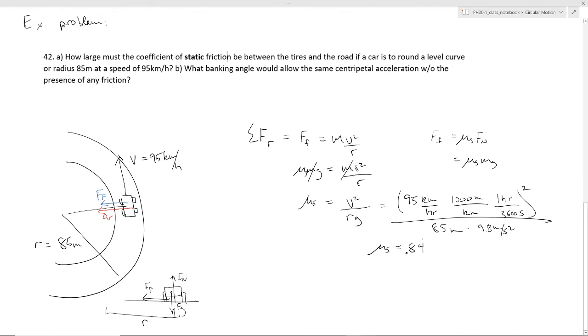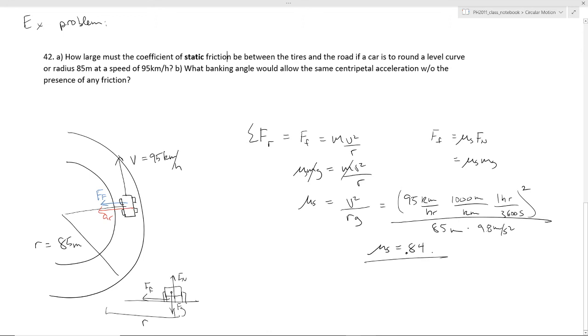Okay, which is reasonable for tires on a roadway. Remember, tires are pretty tacky, so we expect a relatively large coefficient of friction. So this seems possible, reasonable.